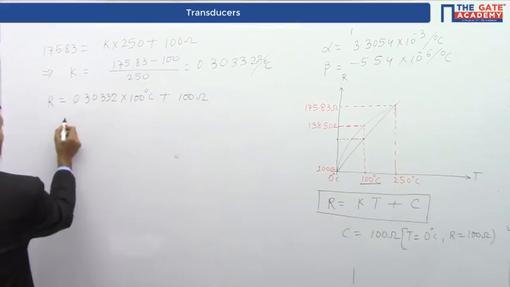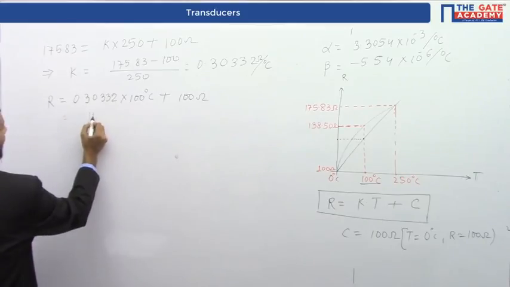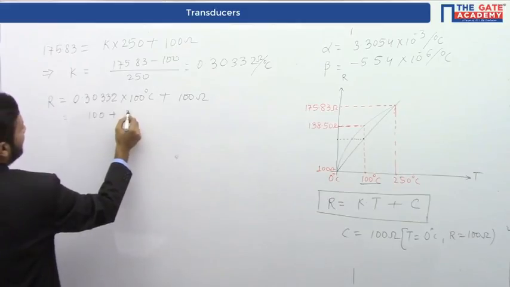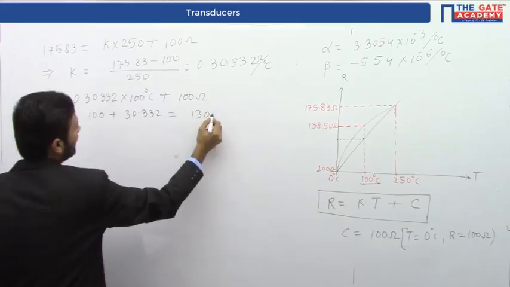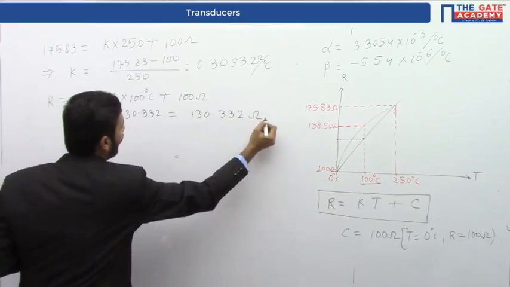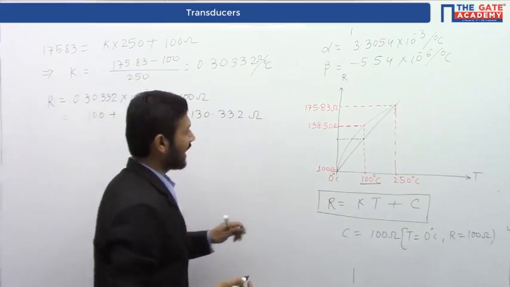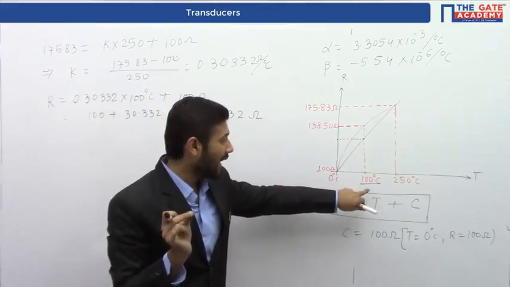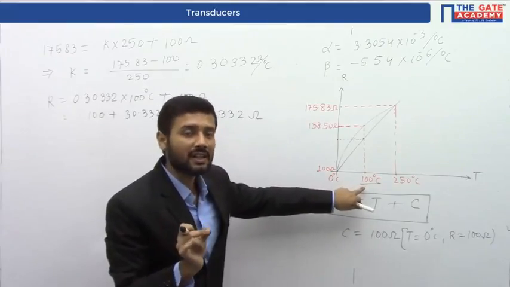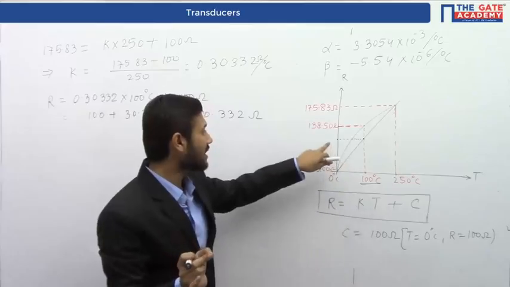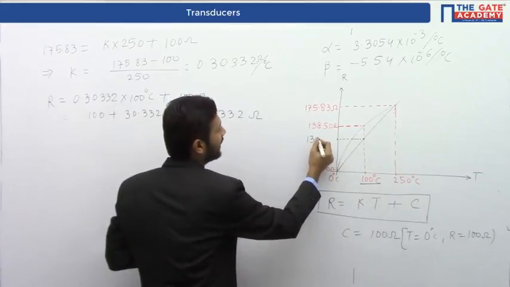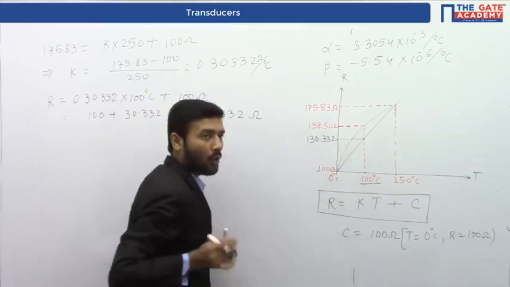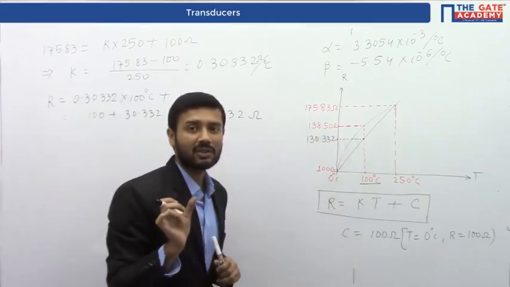Now this value you will get 100 plus 30.332, and that is equals to 130.332 ohm. Now we can see that at temperature T equals 100 degrees C, we have got the value of resistance equals to 130.332 ohm.